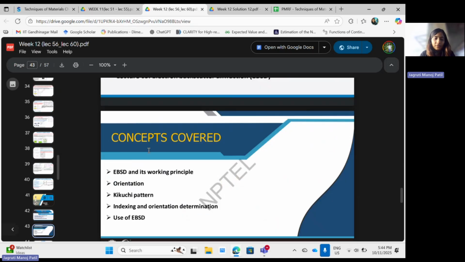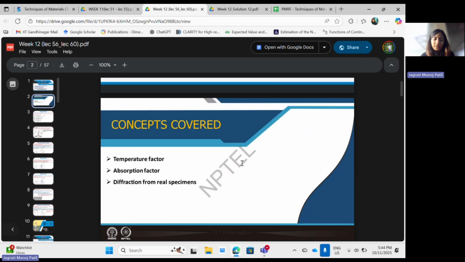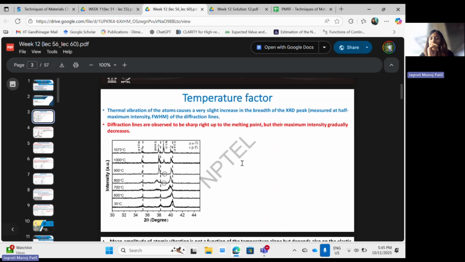Now following week 12, you have the working principles. Everything here also follows for X-ray diffraction. If we start, there are different factors for temperature, absorption, and diffraction from the specimens. There are thermal vibrations, so there's a factor of temperature, how much intensity you give and for how much time. That also affects your measurements, right? First, the thermal vibration of the atoms will cause a very slight increase in the breadth of the peak. So the full width half maximum of your diffraction lines will broaden.